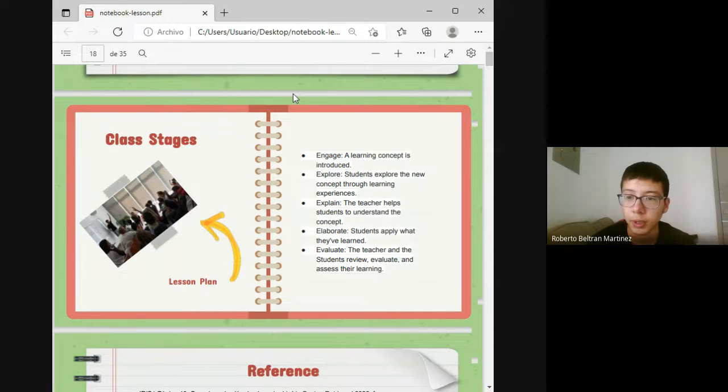And the next part is evaluate, where the teacher and the students review and assess their learning. In this part the teacher gives a little review. There's not much to say about another activity. They repeat a little bit of what they saw, and the teacher tries to make it clear to the students that what they saw is well understood. So there's nothing more to take after the class. Obviously, in the next class, it's common to make a little review of what they saw in the last class.